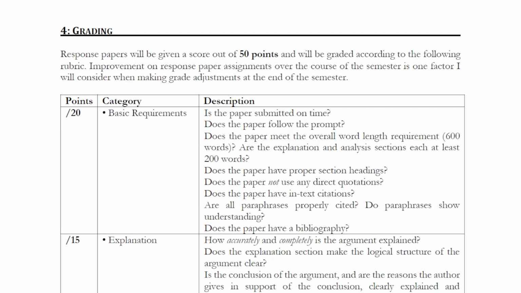Now that we have covered the basic requirements, let's take a look at the grading rubric. Your response paper will be given a score out of 50 points. The basic requirements category will be worth 20 points, the explanation category will be worth 15, and the analysis category will also be worth 15 points. We will save discussion of how the explanation and analysis categories will be graded for later sections of this video.